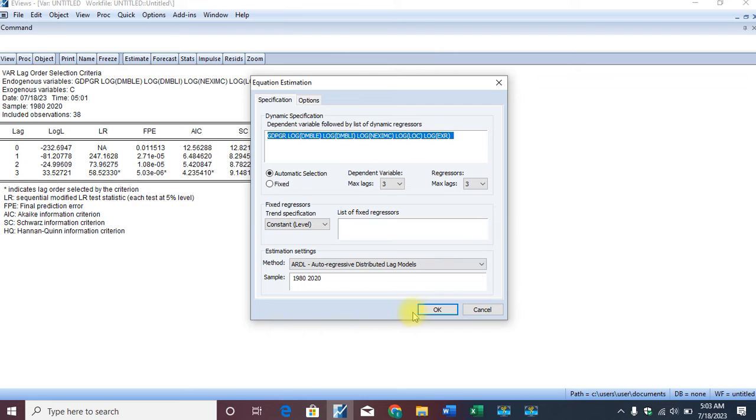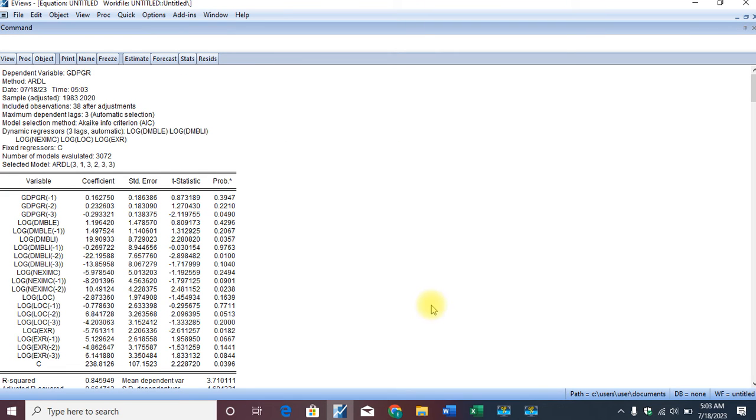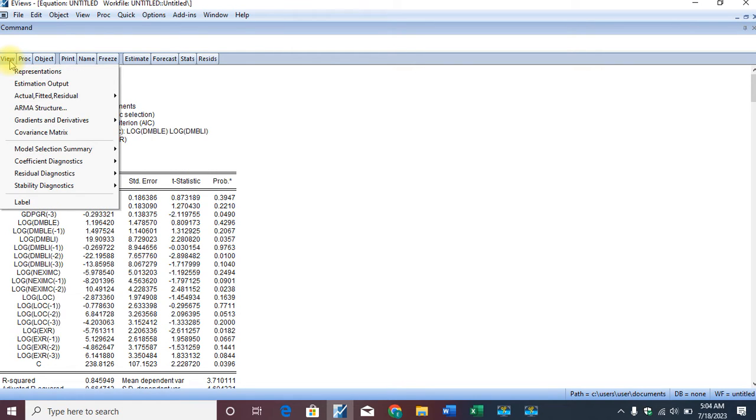If I hit the OK button, I will be exposed to this result. This is the first result. This is called the static ARDL result. This particular result is not the long run, it's not the short run result, but it is called the static ARDL result. Then I will now maneuver to View.